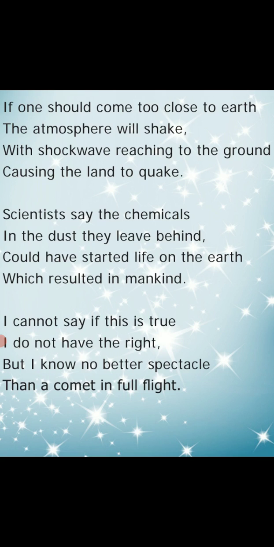This sudden violent movement of the Earth's surface sometimes causes great damage. Okay, children, if a comet comes very close to the Earth, what will happen? It causes a shake in the atmosphere and produces a shock wave that reaches Earth's surface. This sudden violent movement of the Earth's surface causes great damage. If one comet comes very close to the Earth, there will be some shake in the atmosphere and a shock wave will be created and it will reach the Earth, causing the land to quake. Some damage there will be, an earthquake will come.